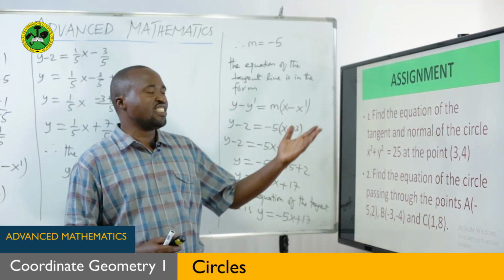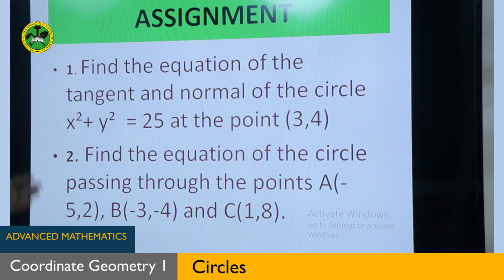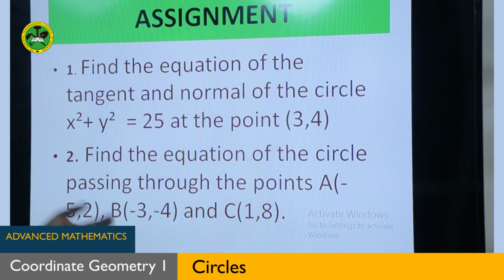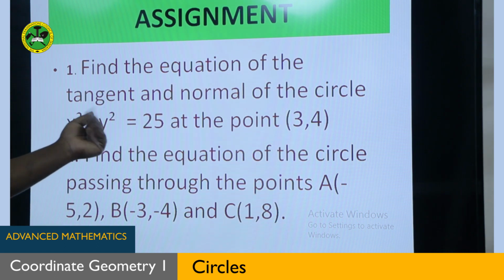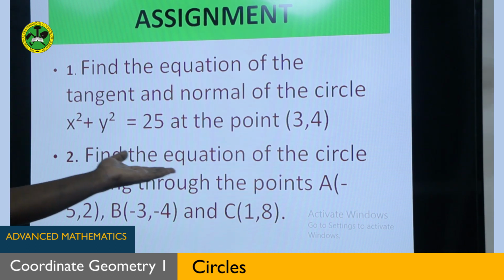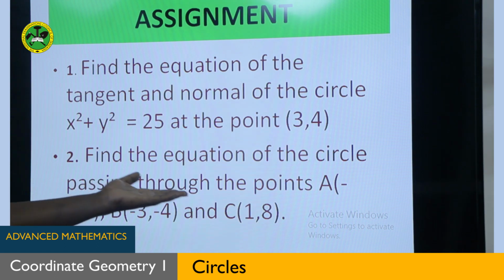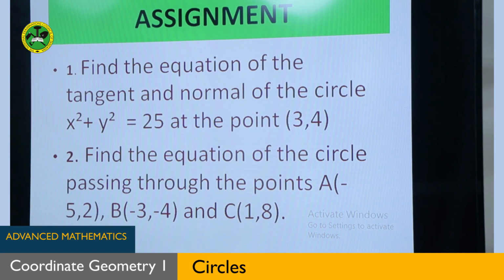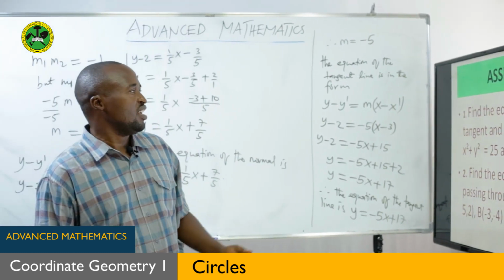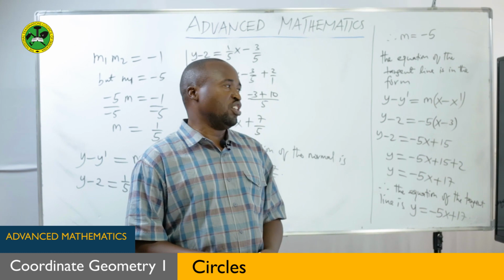So my dear student, here there is an assignment for you. The first question is to find the equation of the tangent and the normal of the circle x squared plus y squared is equal to 25 at the coordinate 3, 4. Something which is so simple for you. But again, the second question is to find the equation of the circle passing through the points A, B, and C. This will be your assignment. Try your level best to make sure that you manage to do these questions.